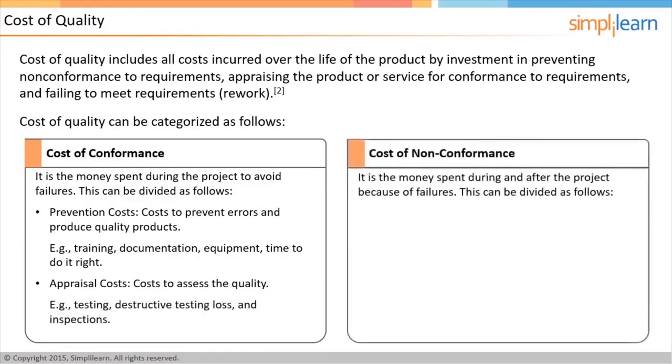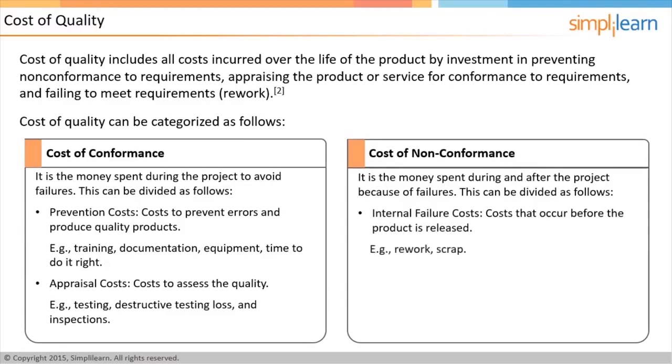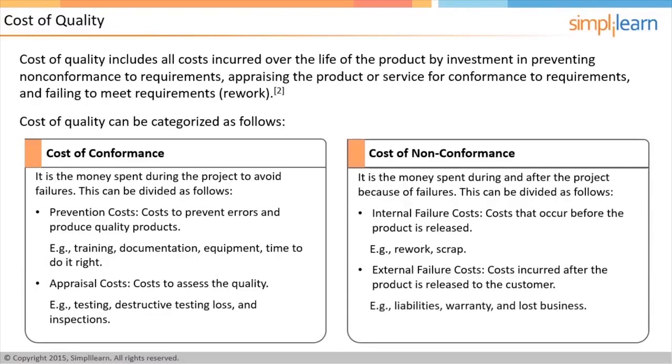The second category is the cost of nonconformance. It is the money spent during and after the project because of failures. This is subdivided into internal failure costs. It is the cost of failures that occur before the product is released to customers, for example, rework and scrap. The second subdivision is external failure costs. It is the cost incurred on failures that occur after the product has been released by the team, for example, liabilities, warranty work, and lost business.